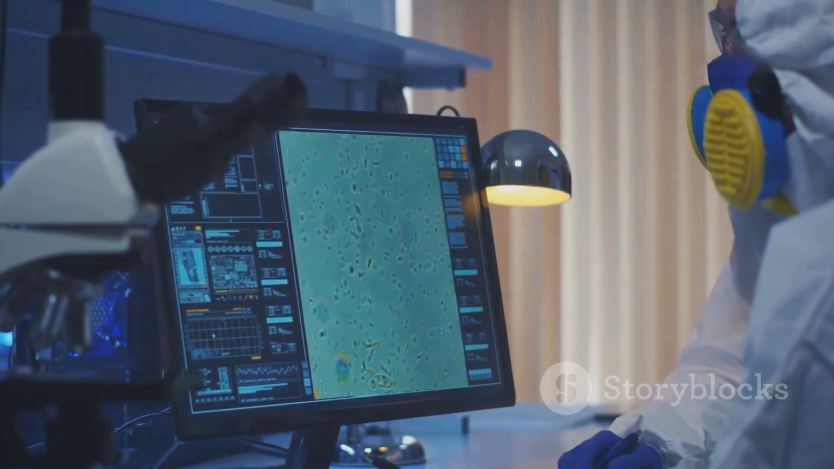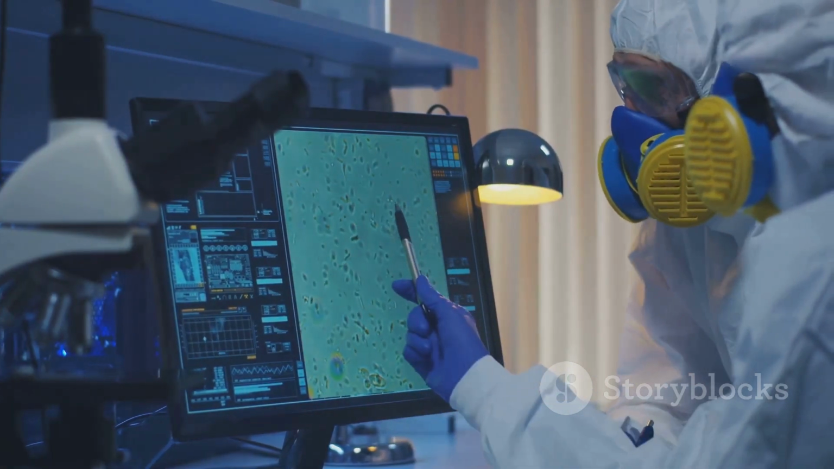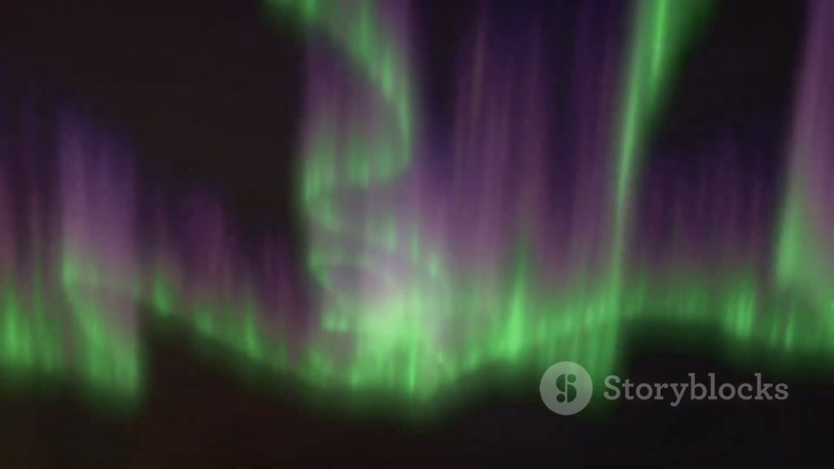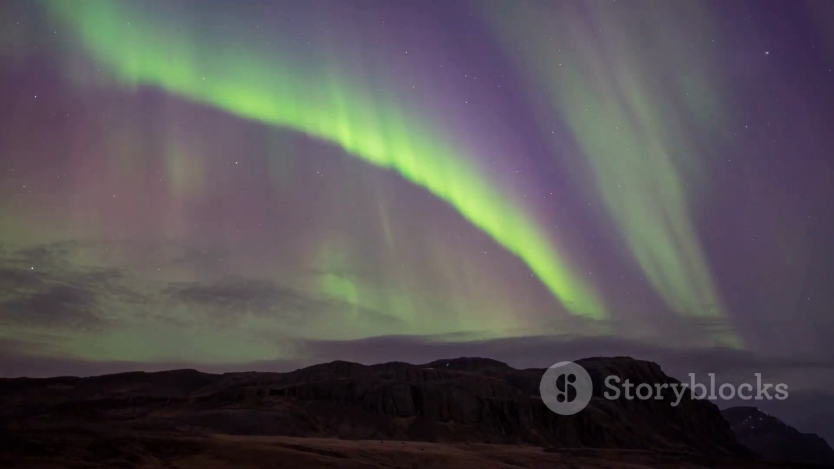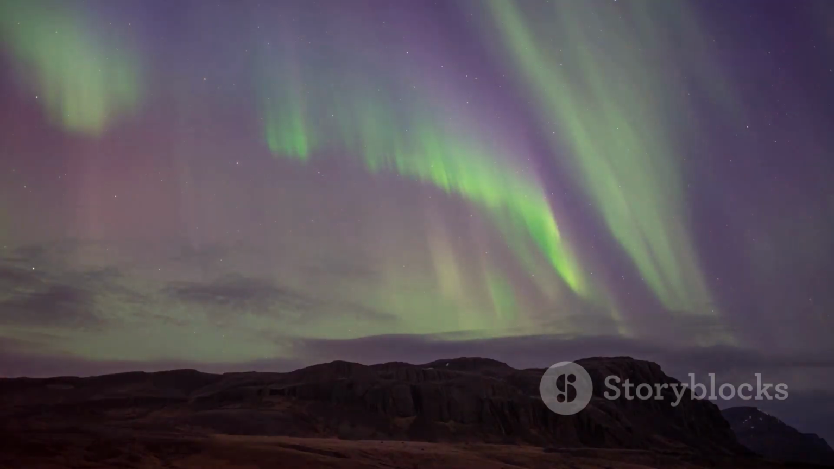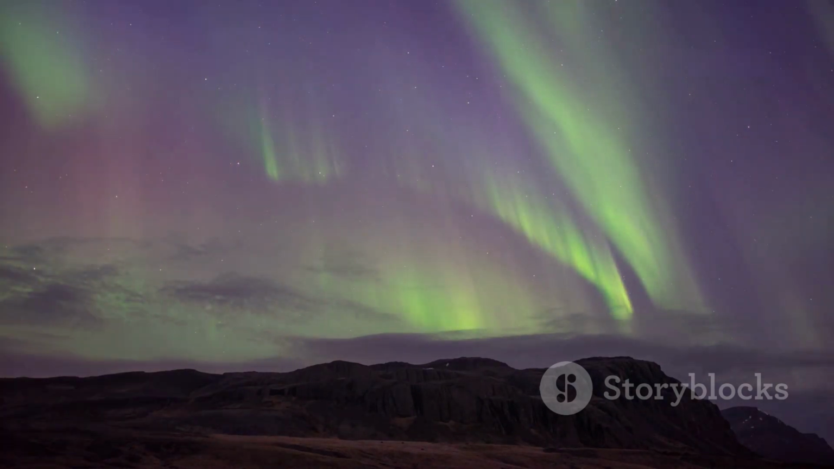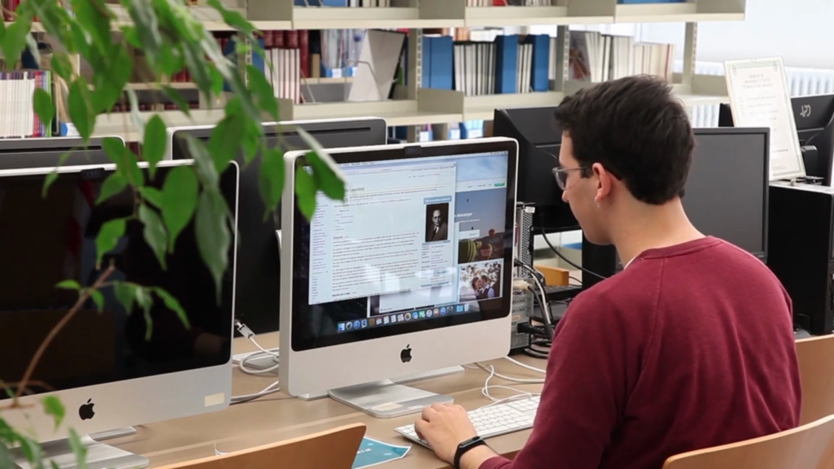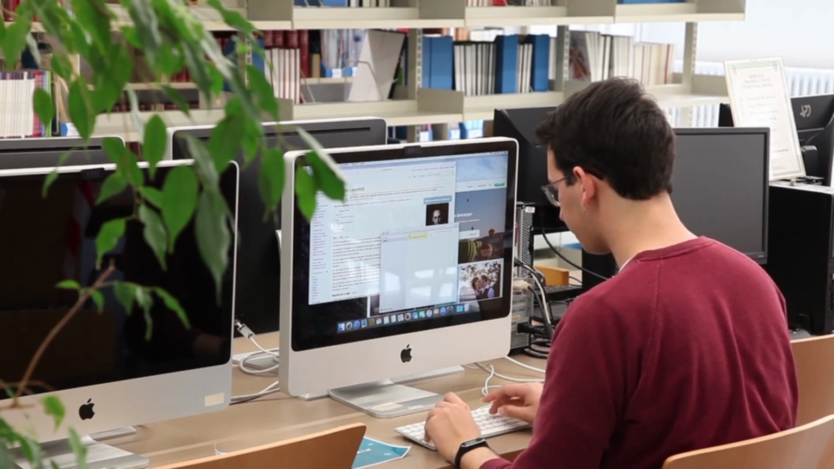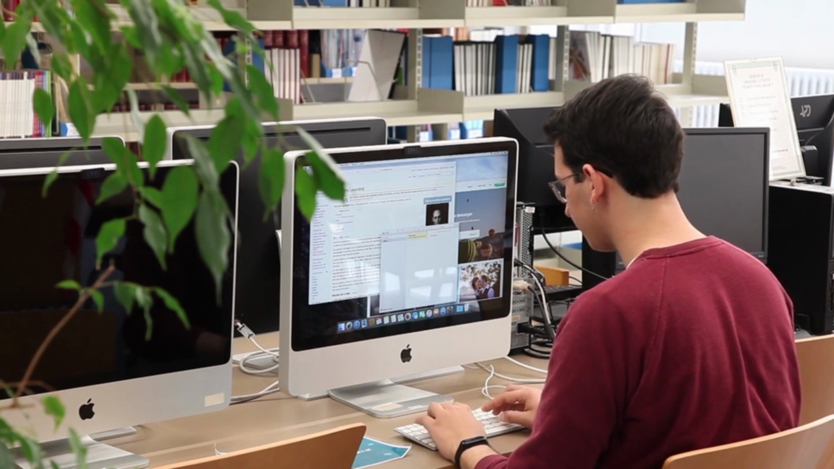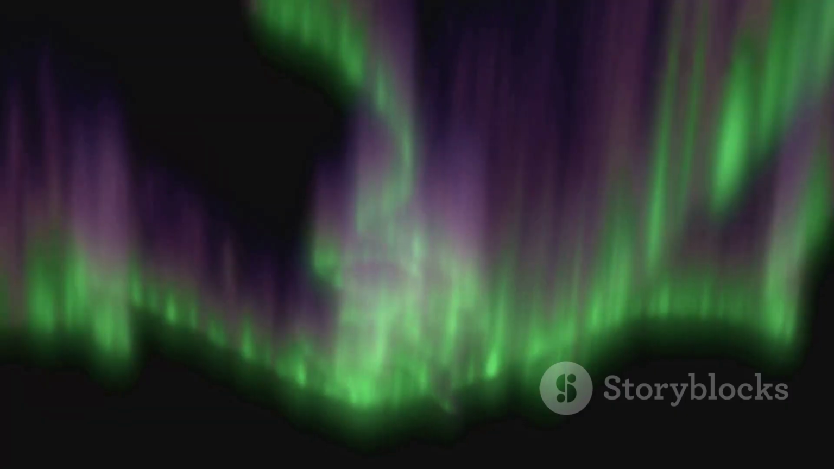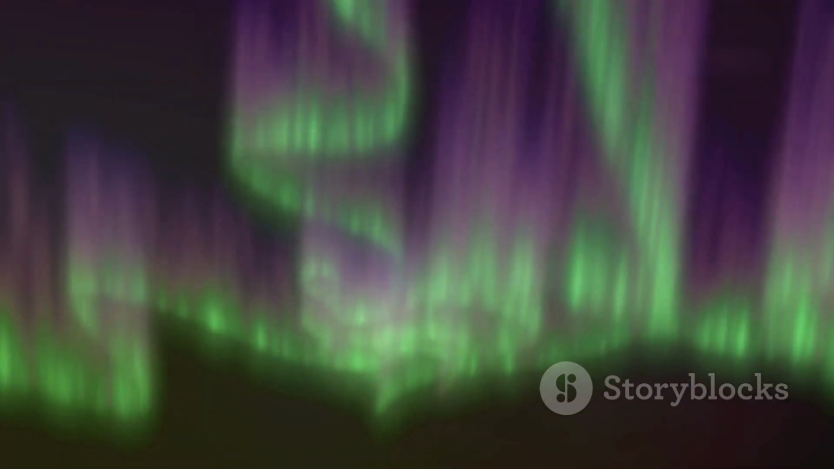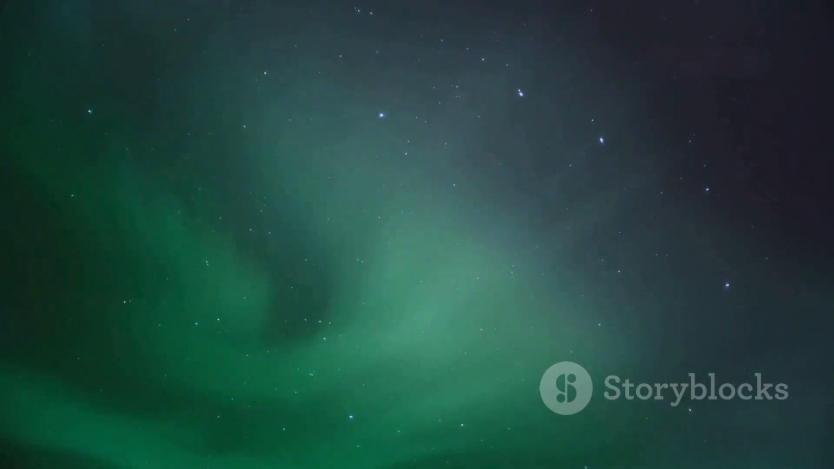Hyperspectral imaging allows scientists to track these interactions in detail. Different gases emit different colors when excited by solar particles. Oxygen, for instance, is responsible for the green and red hues, while nitrogen gives off blue and purple shades. Hyperspectral data can pinpoint the specific wavelengths of light being emitted, revealing which elements are present and at what altitudes they are interacting. This hyperspectral data exposes subtle variations in color and intensity that are invisible to the naked eye.